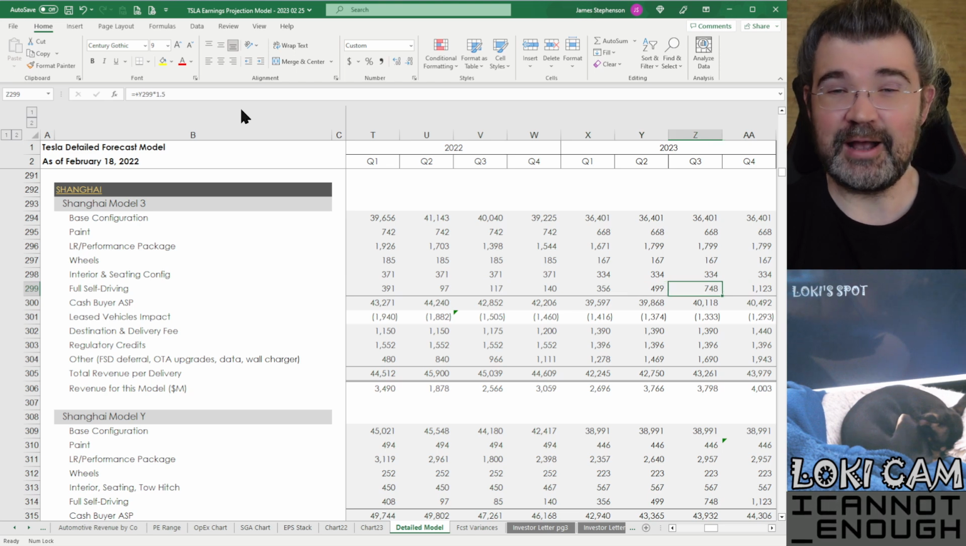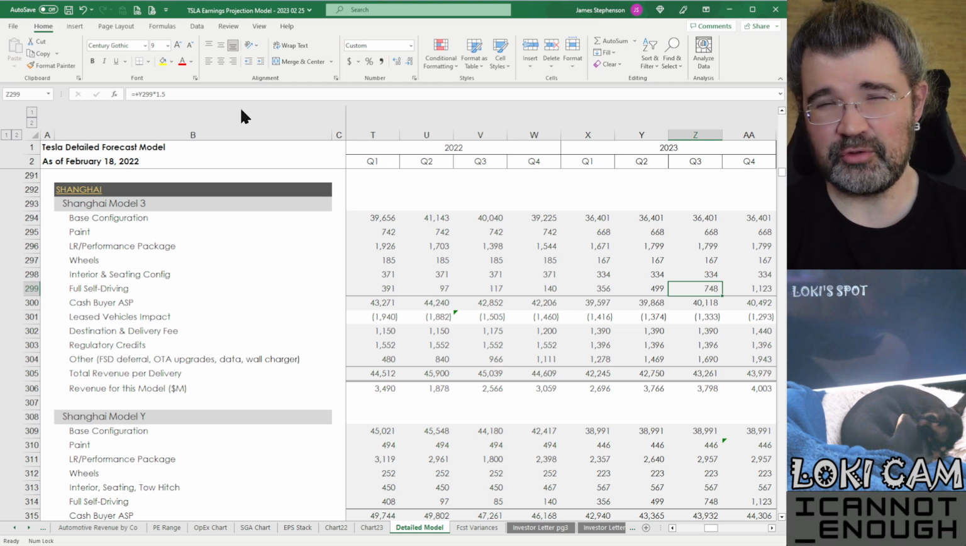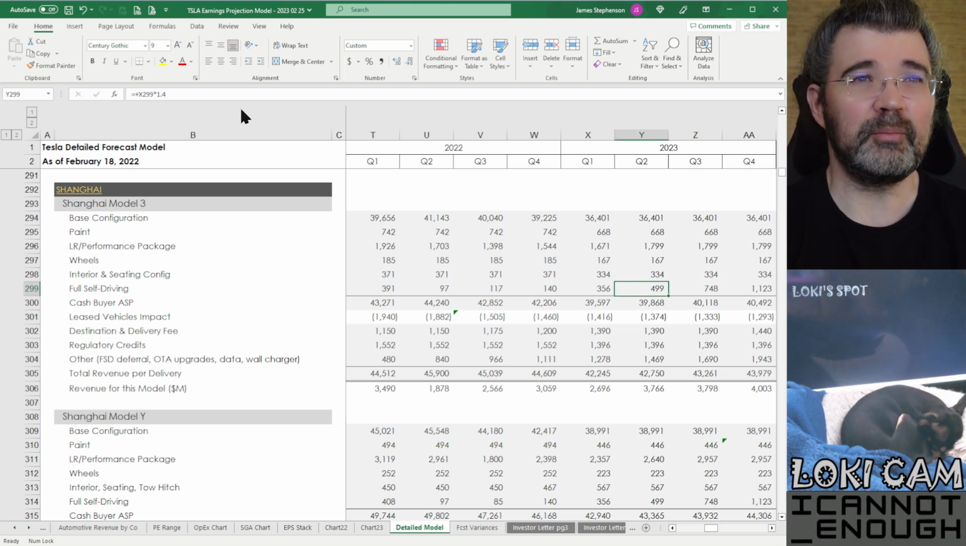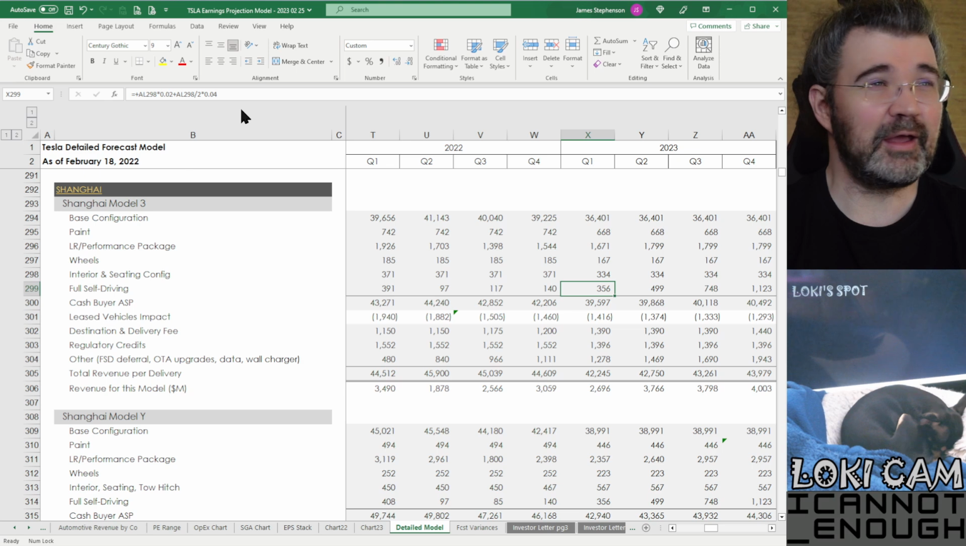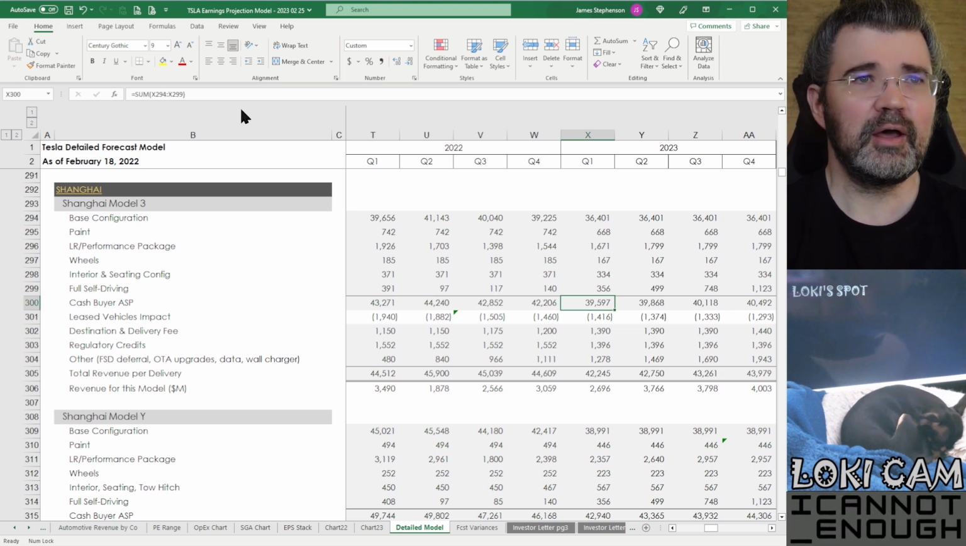Maybe Tesla can get their act together in the second half of the year and open up some full self-driving features in China that will encourage more people to see that it works and buy it. Alright, so cash buyer ASPs will be lower in Q1 out of China than they have been last year, more like 43, 44 last year. It'll be more like 39 or 40 this year.